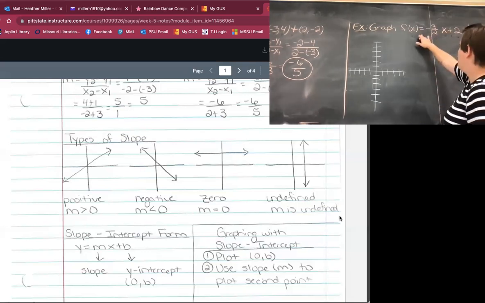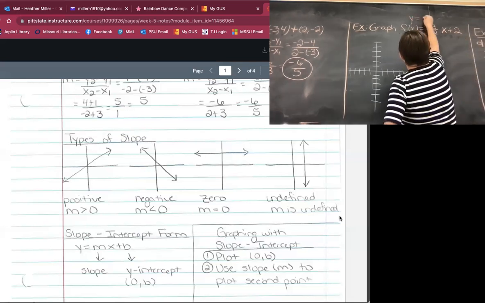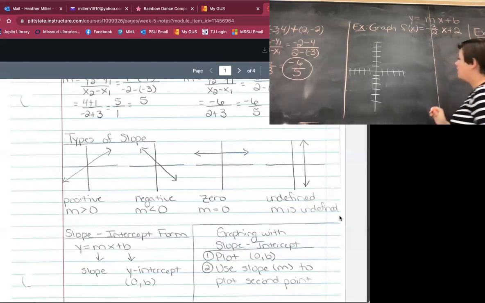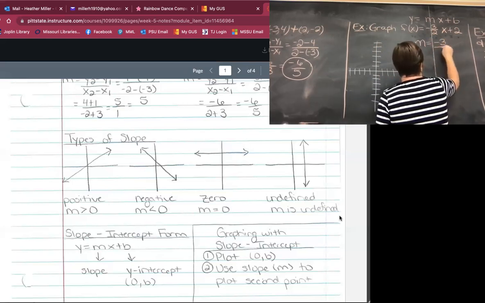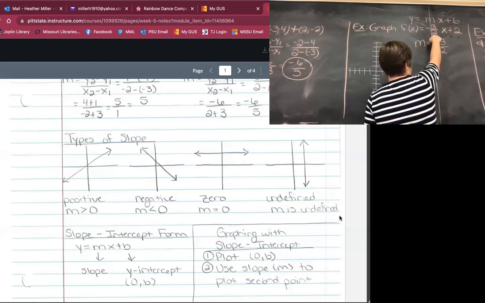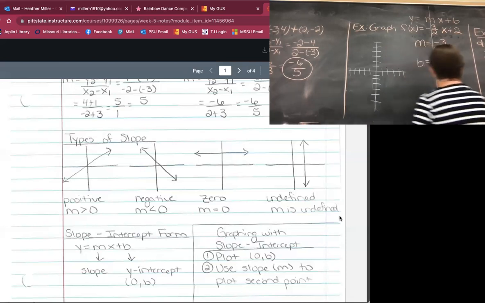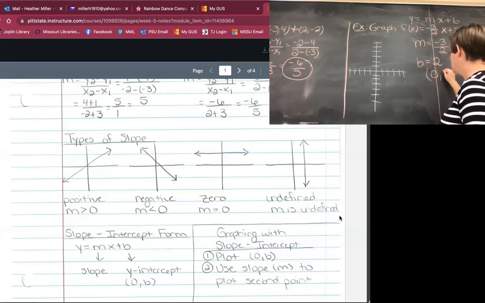When it's in y equals mx plus b form, it makes it really nice. Y equals mx plus b. So without doing any type of math, just by looking at the equation, I know that I have a slope, an m of -3 over 2, because it's right there in the equation. I also know that my b is +2. The b is the y-intercept, and as an ordered pair, that's the point (0, 2). With this information, I can plot this line.